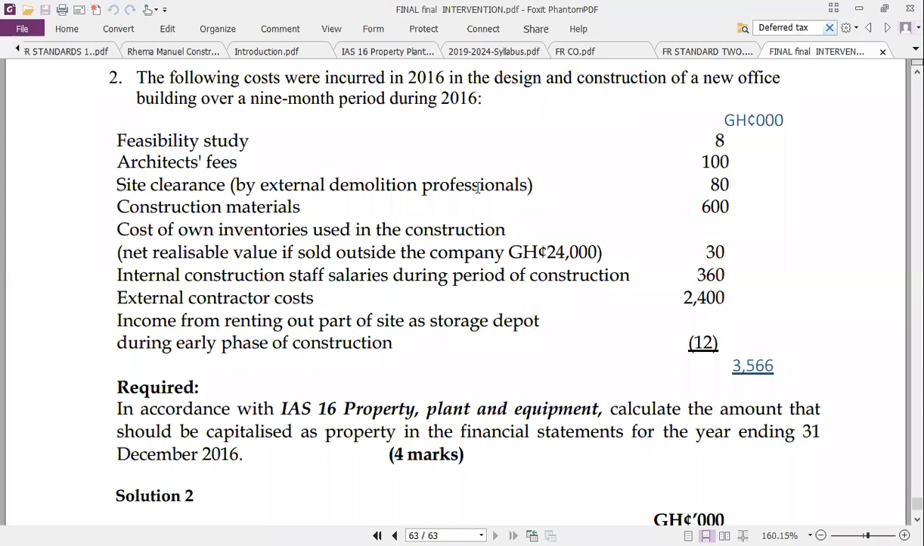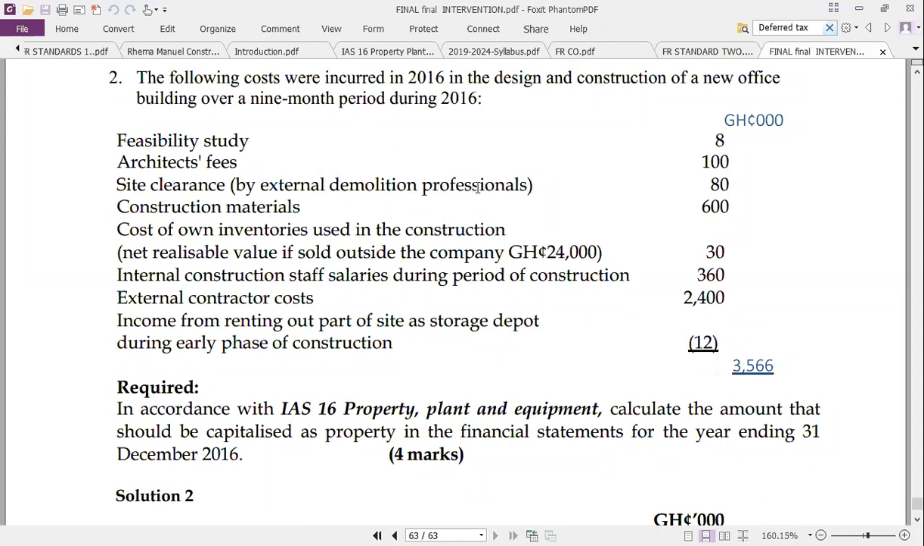Now, feasibility studies of 8,000 should not be part, so it must be expensed. Architect fee must be part. Site clearance: that's external demolition professionals.